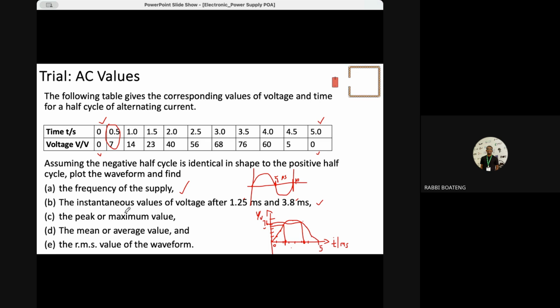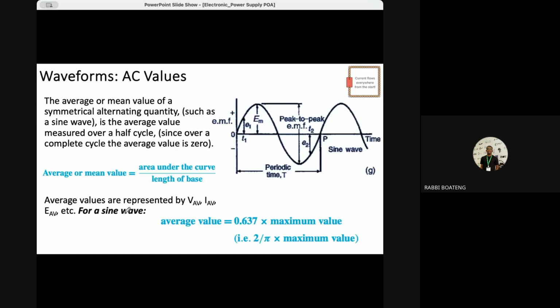How did you calculate for yours, Madam Felicia? Sir, I added the voltage and divided it by 2. Okay, you added all the values of the voltage and then divided by 2. There's a formula for finding the mean voltage. Use that formula. If you want to find the average or mean voltage, the formula is: average voltage equals 0.637 times the maximum voltage. And from our chart, we know the maximum voltage already. That's 76.